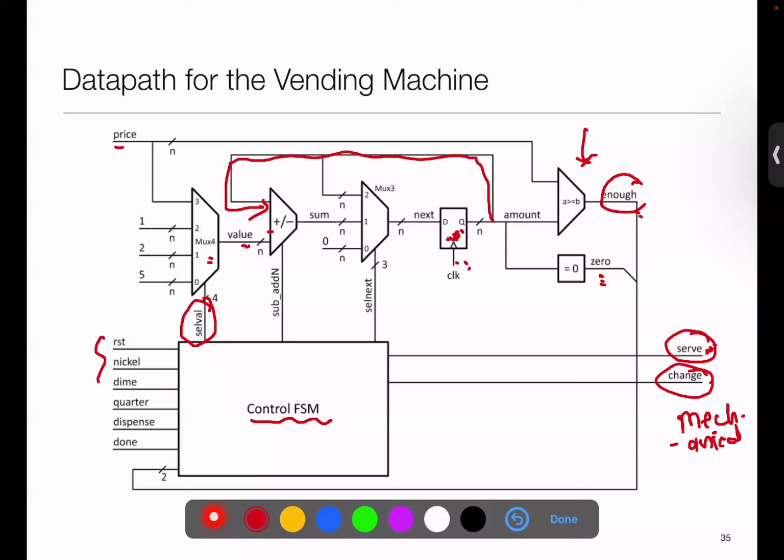And then finally, I must be getting these kind of signals, right? Reset, nickel, dime, quarter, dispense, done. So at this point, when you're designing something like this, you're kind of going back and forth with your customer in a way, right? Because your signals partly come from the mechanics of the machine, buttons and all, and they go to the mechanics of the machine. So you'll have to think about what is the best way of doing it?